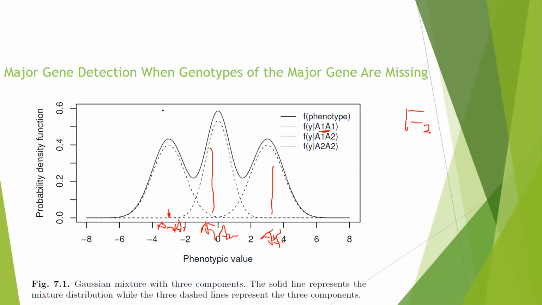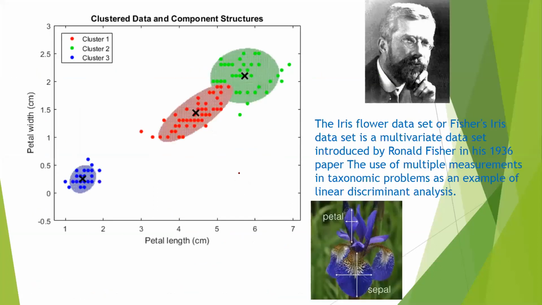But if you do not see the genotype information, and you just plot the distribution of the phenotypes, you can still see an overall distribution, which consists of three underlying distributions, right? Okay, so this is a famous example, Fisher's example, the iris flower data. By looking at the petal width or the petal length, you can clearly divide the whole population into three subpopulations here.